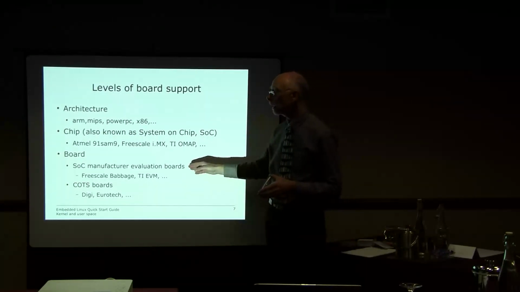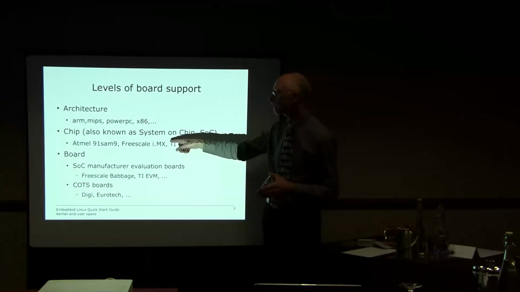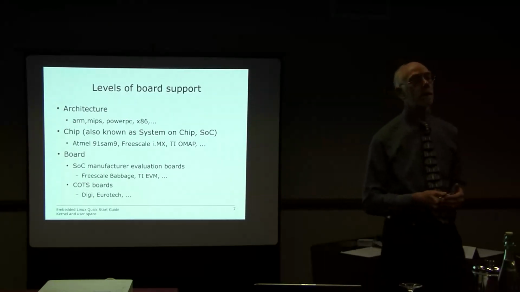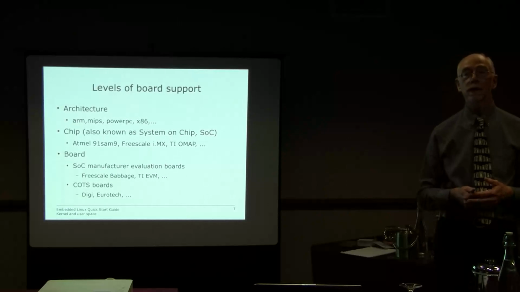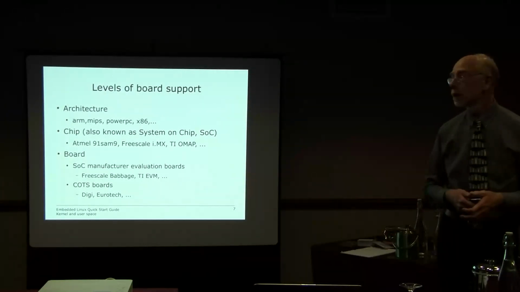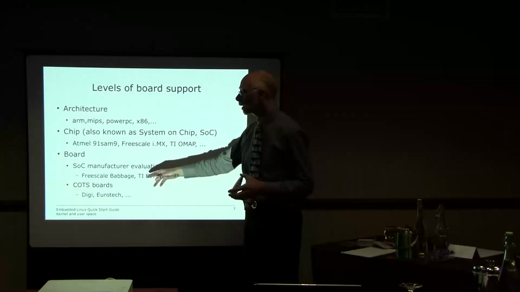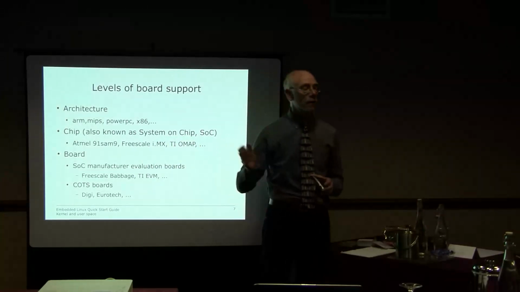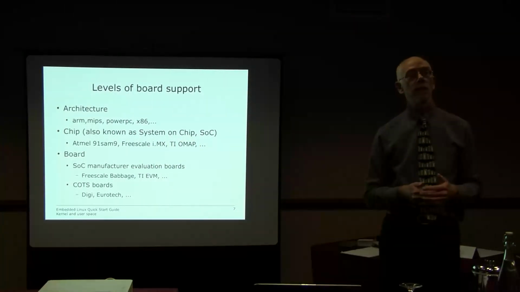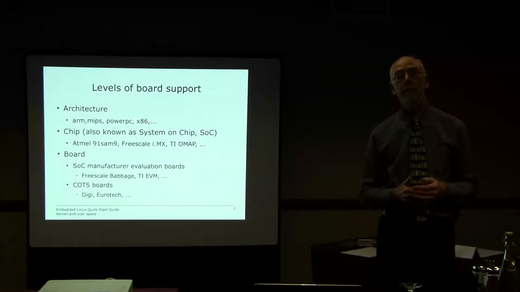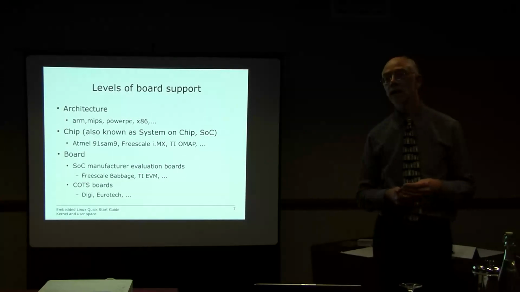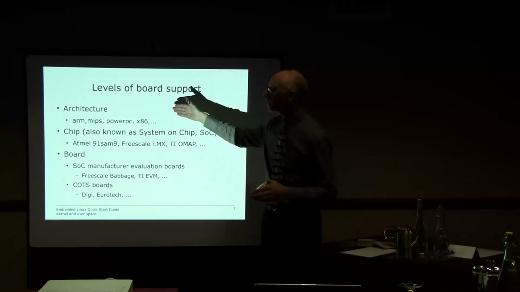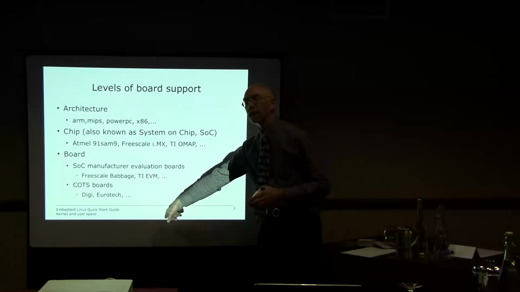And then at the board level, we have the evaluation boards made by these guys themselves. So Freescale have their Babbage board and TI have their EVM board and such like. So maybe you're going to have one of those. They're quite expensive, but they're well supported. Or maybe you will use what I call a COTS, a custom off-the-shelf board, from people like Digi, Eurotech, Advantech, Embest. There are dozens and dozens of these companies. Some of them quite small, some of them not particularly knowledgeable about Linux. So this is the hierarchy. Architecture, chip, board, you down here at the bottom.